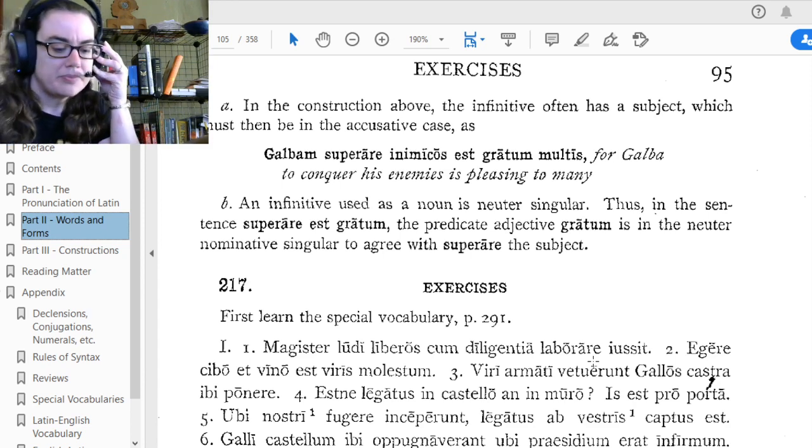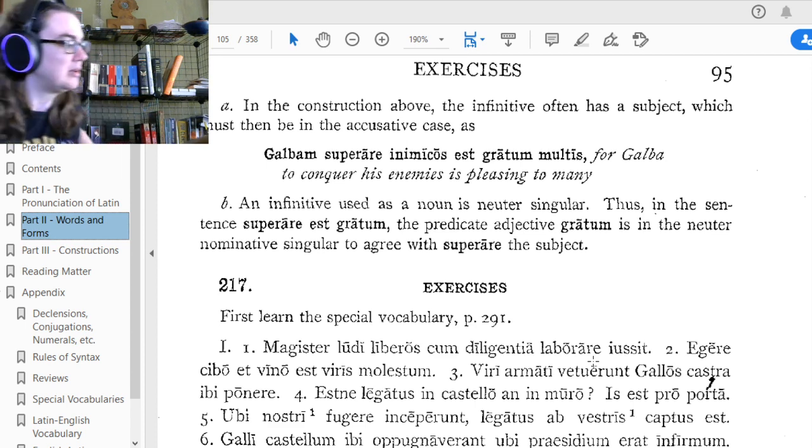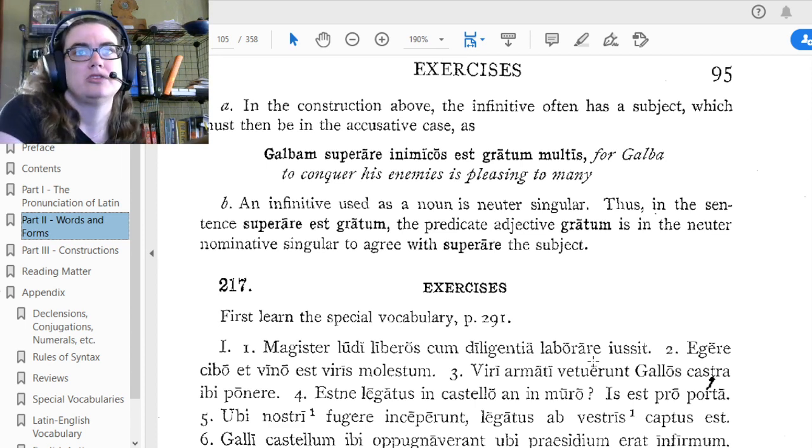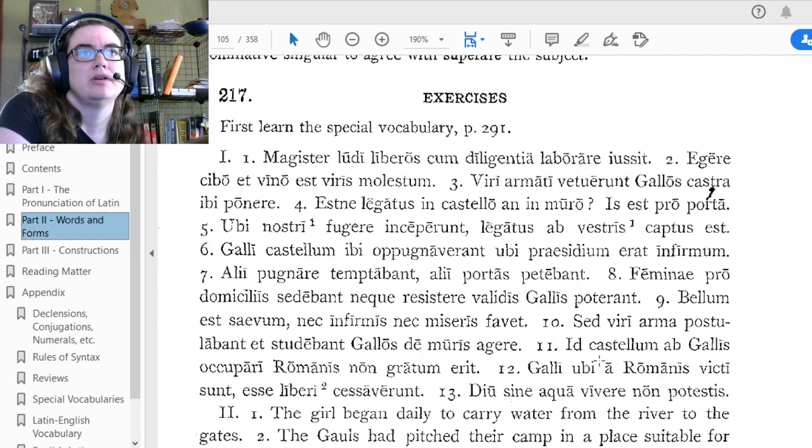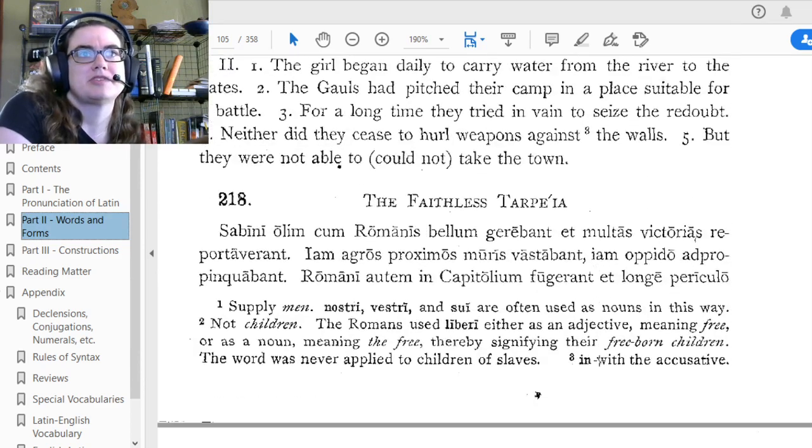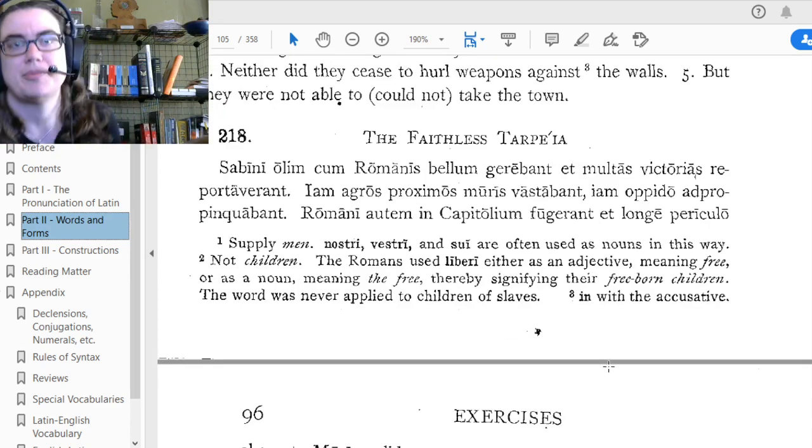All right, I'm back. All right. So there's some examples, but we're going to read the story about the faithless Tarpeia, which is much more exciting.